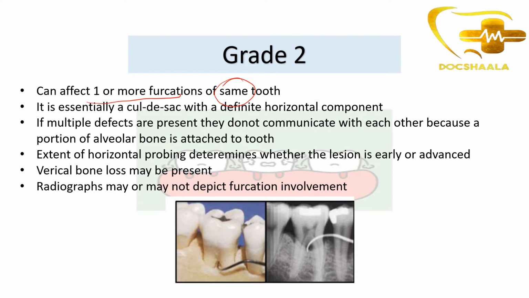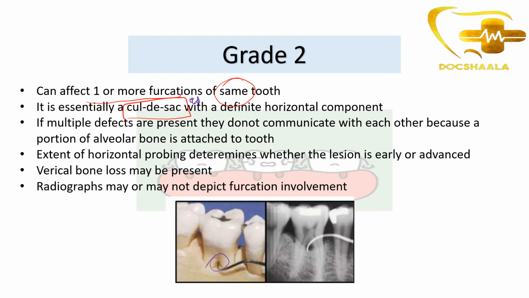So it is essentially a cul-de-sac. Okay, this is very important: grade 2 is a cul-de-sac. You can see here a definite horizontal component. In grade 1 we have no definite horizontal component, whereas in grade 2 it is a cul-de-sac with a definite horizontal component. Hence we will get a catch for the probe.